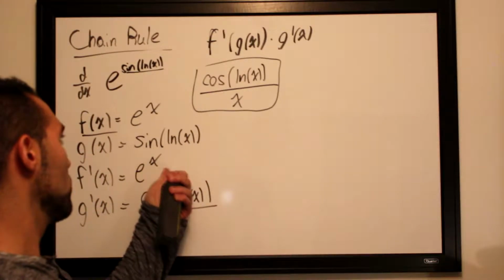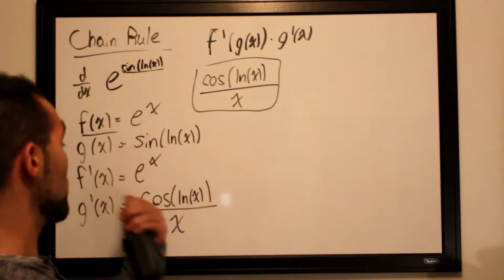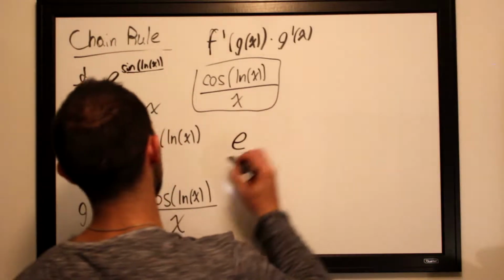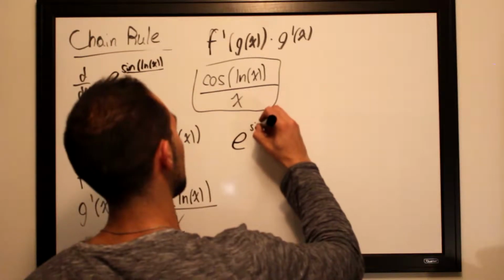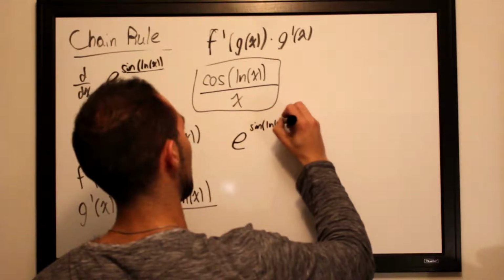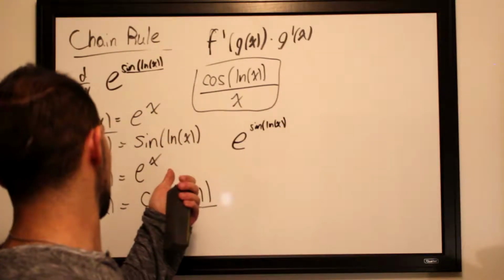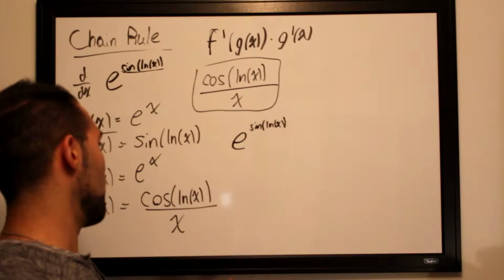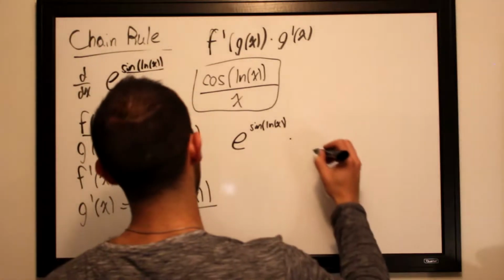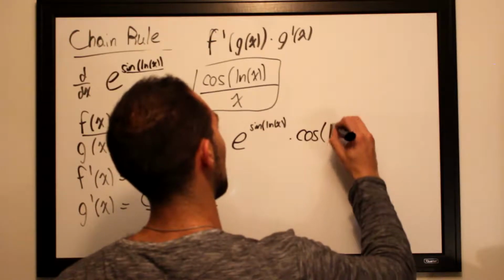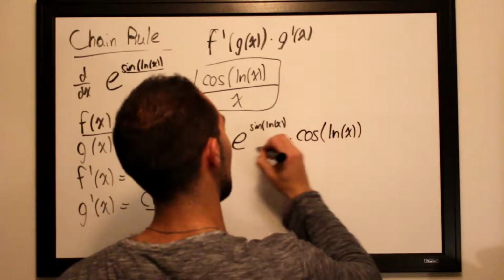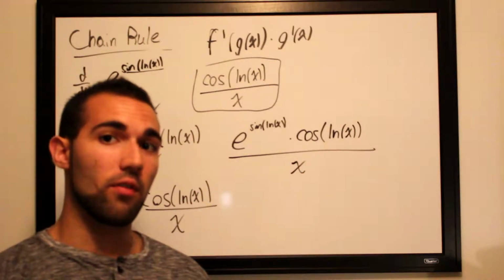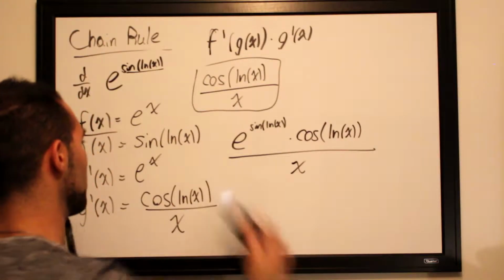So same procedure as before. Wherever we see x in our f prime, we plug in g. So this will be e to the sine of ln of x. All of that multiplied by the derivative of our g, which is cosine of ln of x divided by x. So this entire thing multiplied by cosine of ln of x, all this divided by x. And that is the derivative of our initial function.